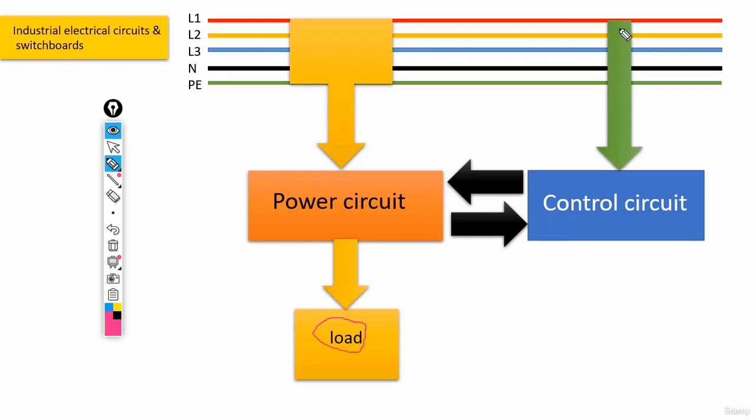Now, for example, let's say this control circuit is being fed through a single-phase system. And then we would have an interaction between these two circuits, as in the power circuit gets some commands from the control circuit, and the control circuit gets some feedback from the power circuit. Okay? Now, that would be enough for now. Later on when we start our work regarding reading and analyzing electrical circuits, we're going to understand this concept further.